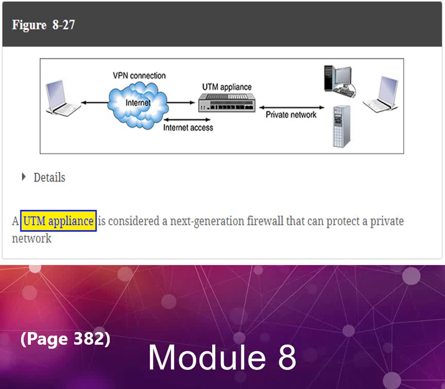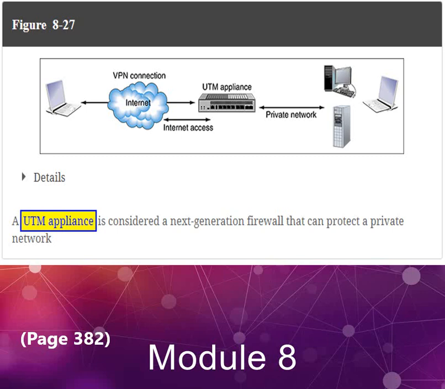So a UTM appliance is considered a next generation firewall that can protect a private network. It does multiple things. Like I said, instead of having IPS, IDS, access control list, and a firewall, it can do all in one. And you can find more information about it on page 382.